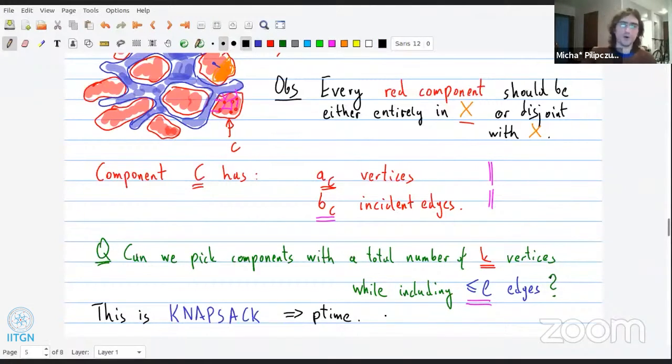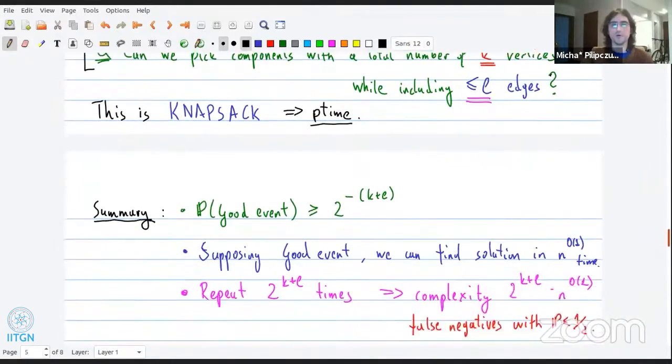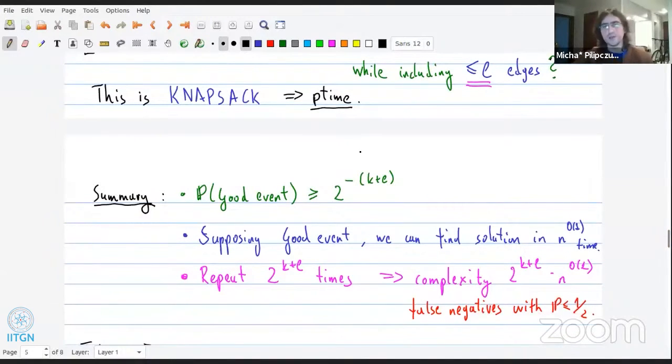So I hope that in your basic algorithmic courses you have seen a pseudo-polynomial time algorithm, a weakly polynomial time algorithm for the knapsack. So this question can be solved in polynomial time, right? So to summarize what just happened, the probability of the good event is at least 1 over 2 to the power k plus L, yes? And supposing the good event happens, we can find a solution in polynomial time, right?